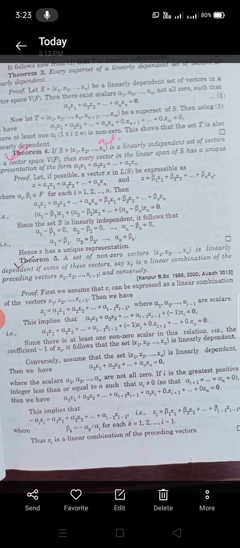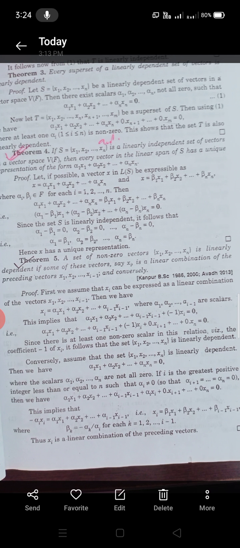That is, α1x1 + α2x2 + and so on + αi−1xi−1 + (−1)xi + 0xi+1 + and so on + 0xn = 0. Since there is at least one non-zero scalar in this relation, that is the coefficient −1 of xi, it follows that the set x1, x2, x3 and so on xn is linearly dependent.